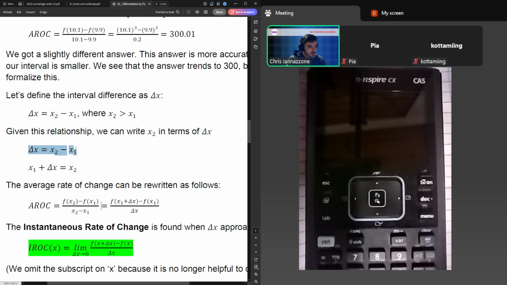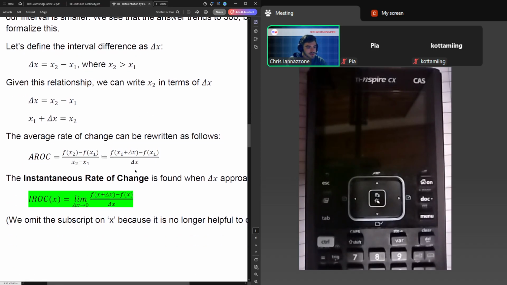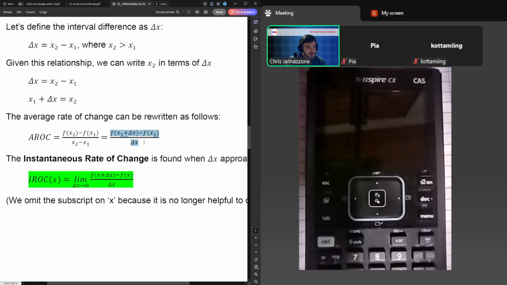Having defined this, we can do a bit of rearranging. So if we literally just rearrange this, we can get a substitution for x2. Instead of saying x2, we can now say what's on the left-hand side of that. So instead of saying f of x2, we now say f of x1 plus delta x. That's one thing we can do. The other thing we can do is instead of saying x2 minus x1, like we do here, we can replace that with delta x. This is just a bit of background as to where this formula comes from. So that gives you a rearranged version or a rewritten version of the average rate of change equation.